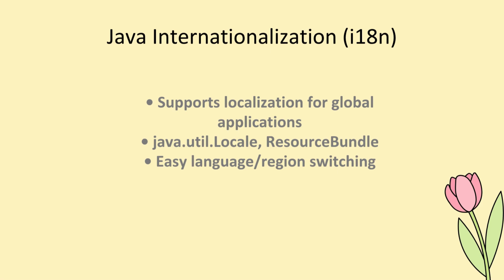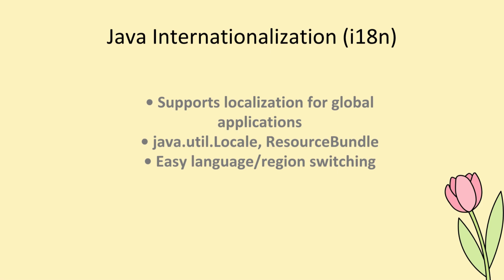Let's talk about Java internationalization, often abbreviated as I18N due to the 18 letters between I and N. This capability is crucial for developing global applications that can be easily adapted to different languages, regions, and cultural conventions without requiring significant code changes.